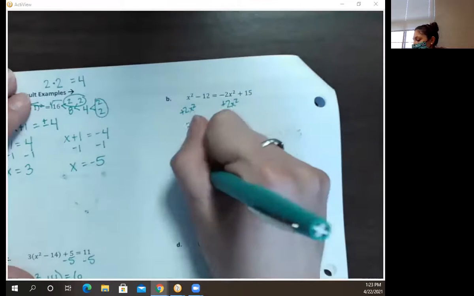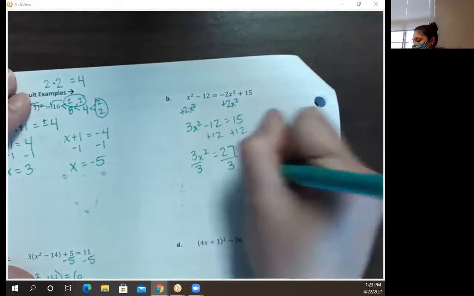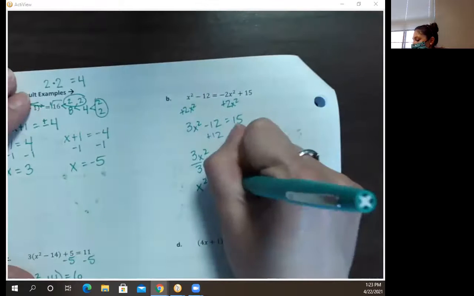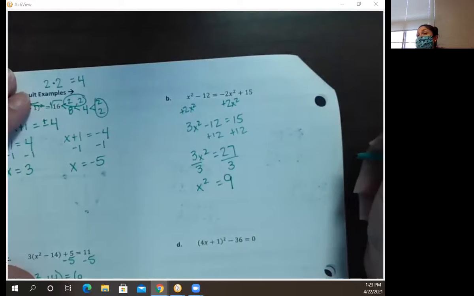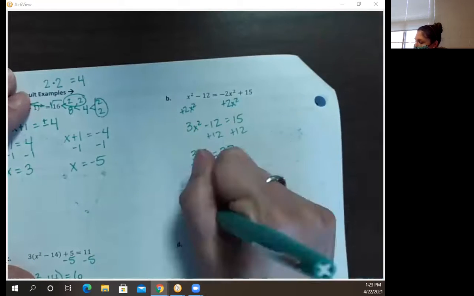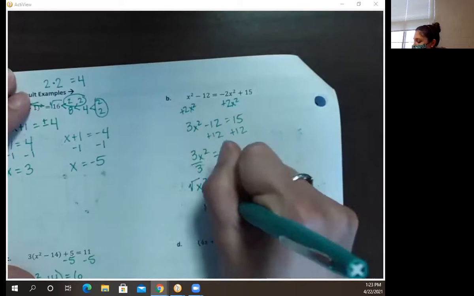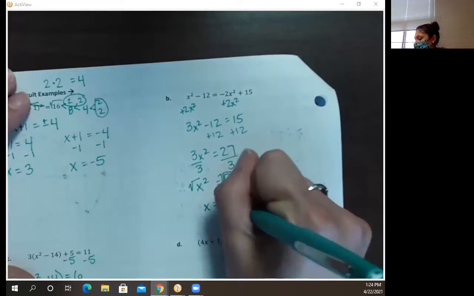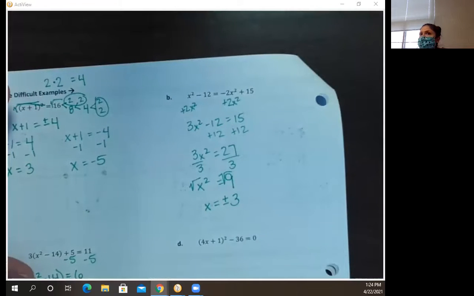Now I'm going to divide both sides by 3 to get the x squared term by itself. And I get x squared equals 9. My last step here to get x by itself is to get rid of that square. So I'm going to take a square root on both sides. And I get x equals plus or minus. Do we know the square root of 9? 3. Yeah. Plus or minus 3 there. Questions on B? Okay.